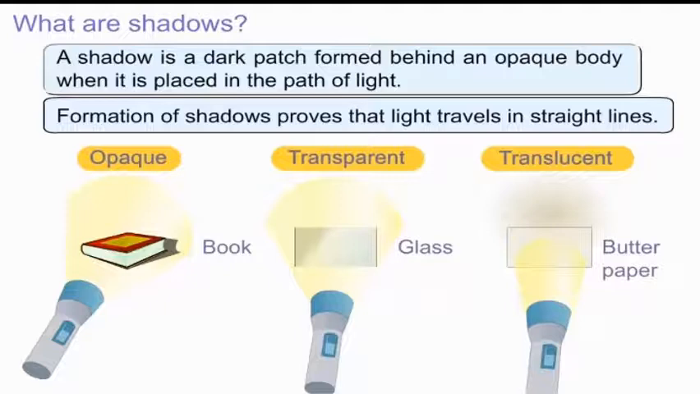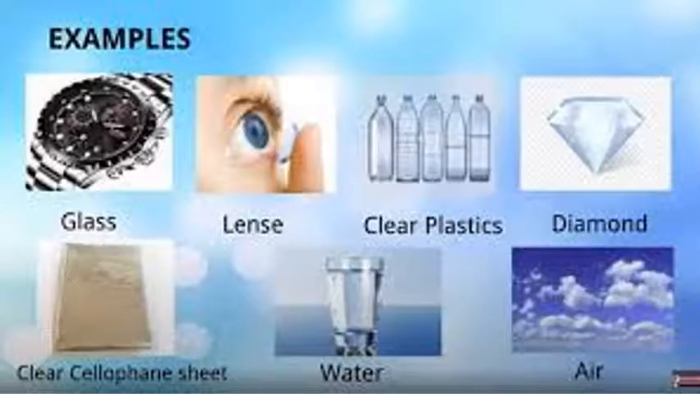The objects through which light cannot pass. These are a few examples of transparent objects: glass, lens, clear plastics, air, water.